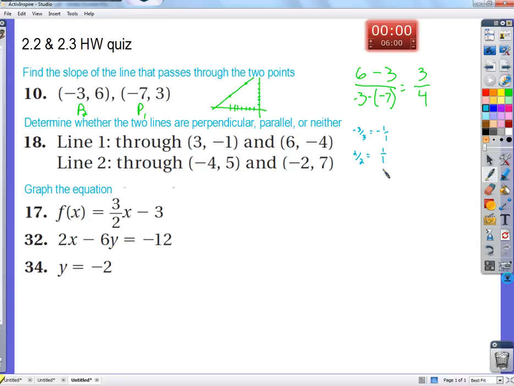So are they parallel? No, because the slopes need to be exactly the same. Are they perpendicular? Yes, because they're opposite reciprocals. Now, I could have chosen a different problem to show you the reciprocal part more clearly, but 1 over 1 is its own reciprocal. So, yeah, these two would be perpendicular. And any other slopes that were opposite reciprocals, 3 fourths and negative 4 thirds, those lines would be perpendicular as well.